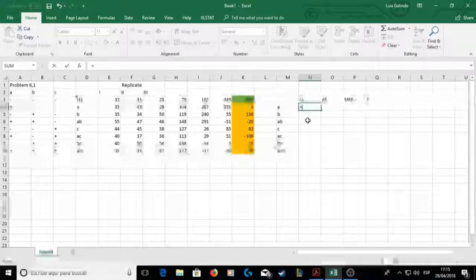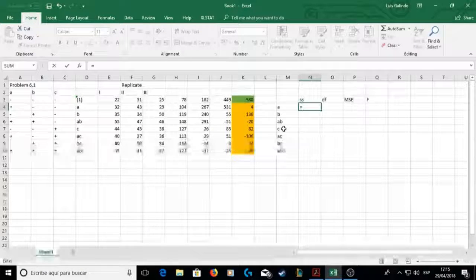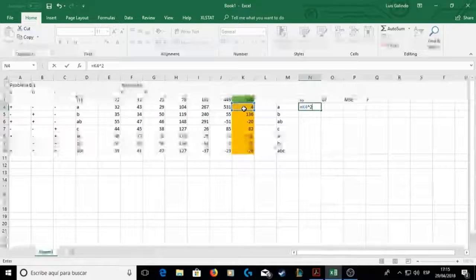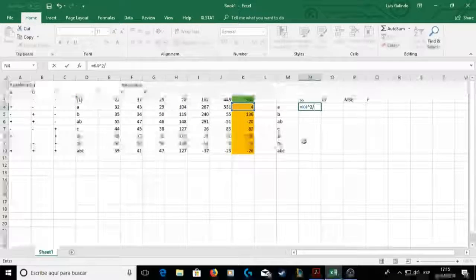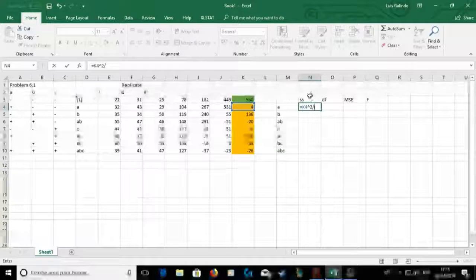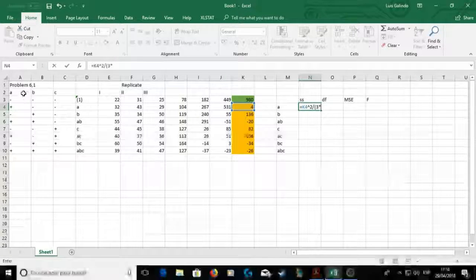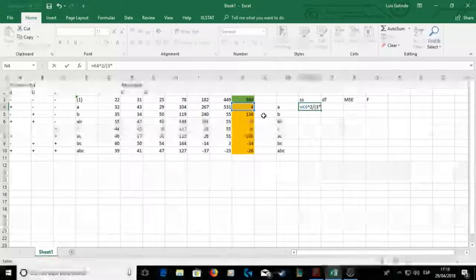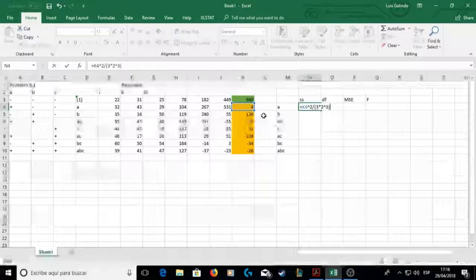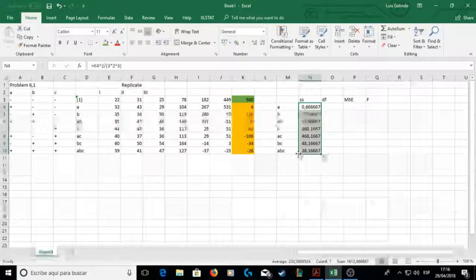Now, the formula for the sum of squares from the contrast is contrast squared over n times 2 to the k, where n in this case is 3 because we replicated the experiment 3 times, and k is 3 because we have 3 factors. So that would be it.